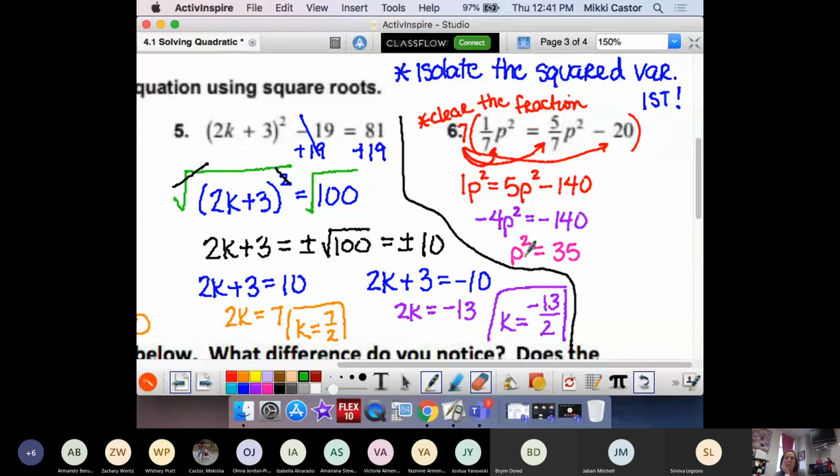Now that my p squared is isolated, I can take the square root. So over here, my square and square root cancel out, and I'm just left with the p equals, we have to put plus or minus in front of the square root. Anytime you take the square root of a variable, like I did over here, you have to put plus or minus in front of your answer. So plus or minus the square root of 35.